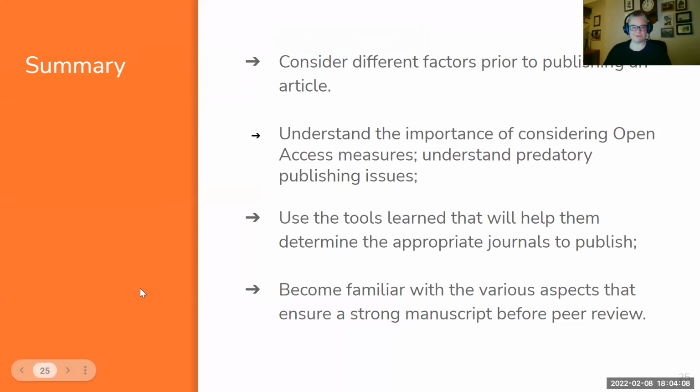So this was a bit of a shorter session for us, but we wanted to not inundate people too much. The summary is essentially that there are different factors you need to consider when you're publishing an article. That includes open access, and what a predatory publisher is, and make sure you avoid them at all costs, right? We learned about different tools that can help you decide where to publish. And because we looked at it from what peer reviewers search for, we were able to flip that around so that writing a stronger manuscript is possible by looking for what peer reviewers do and including it in your article.